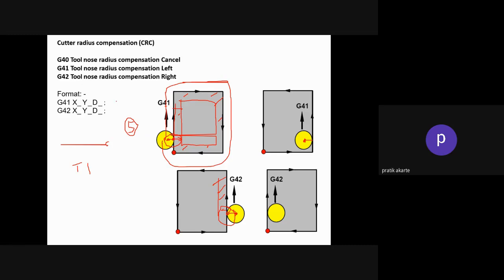Again, these are the modal commands. Once these are active, they will remain active till you cancel them with the command G40. So at the start of the program, you have to write this G40 code, because some programmers might have forgotten to cancel it in their previous program. So you have to take care that at the start of the program, you cancel all the previous modal commands which may be active in the last program that was executed. So this is cutter radius compensation.